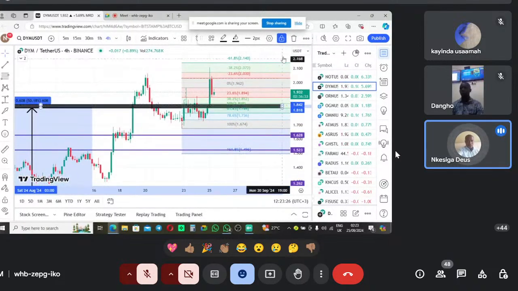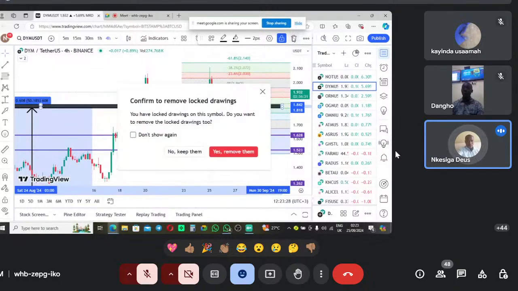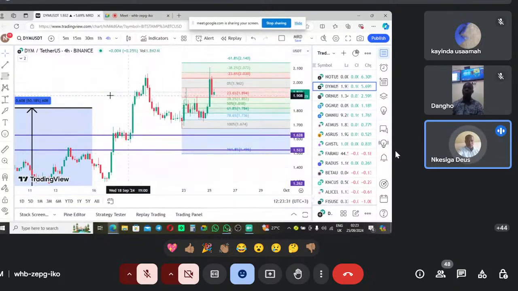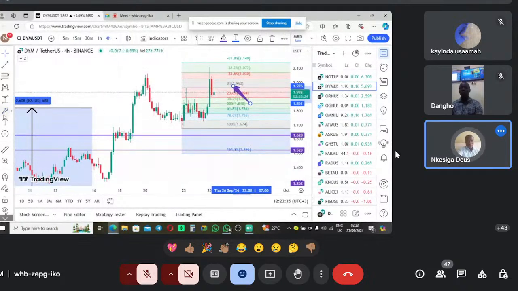The reason why I can say that it is an uptrend is only one, because this time 0 is at the top and 100 is at the bottom. Yes, 100 is at the bottom. Therefore, you should know that the market is in an uptrend. How do we trade in an uptrend?